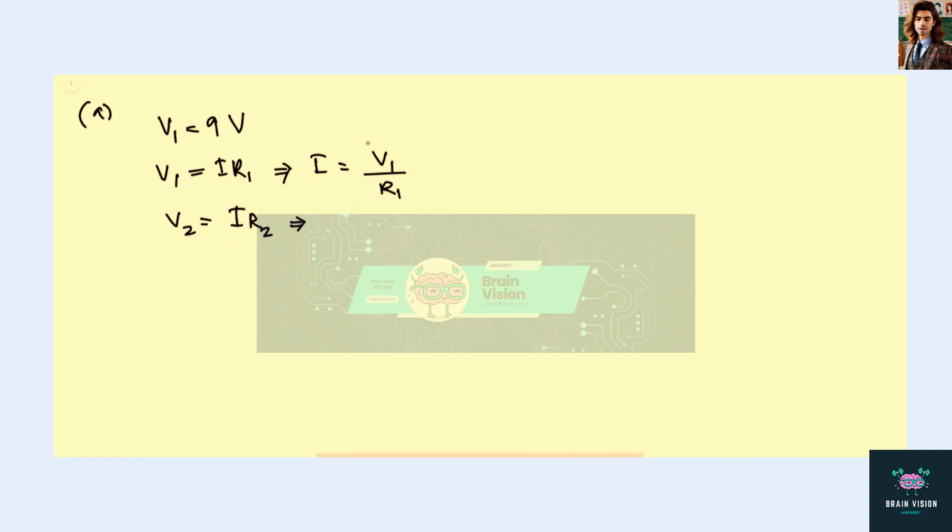Now let's plug this expression for I over here. So we have V2 equal to V1 over R1 times R2. Now from this expression, we can find R2. So R2 will be equal to V2 R1 over V1.